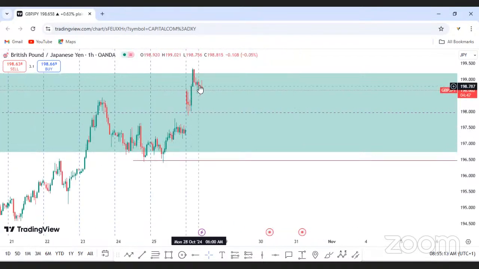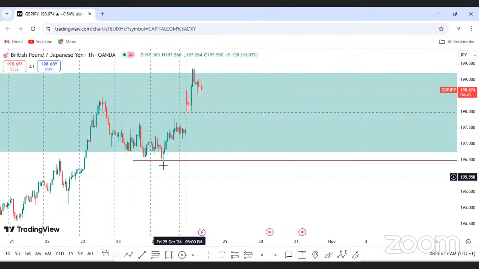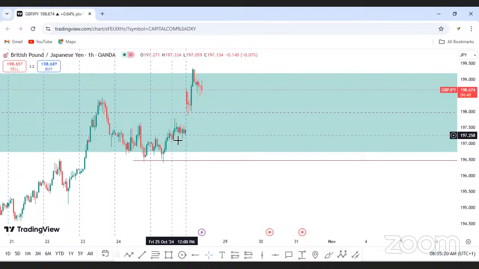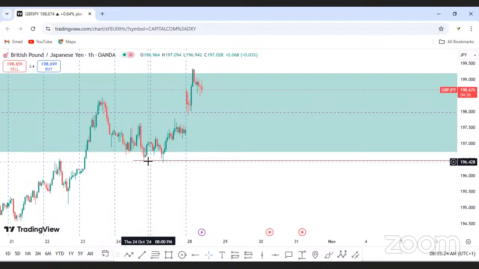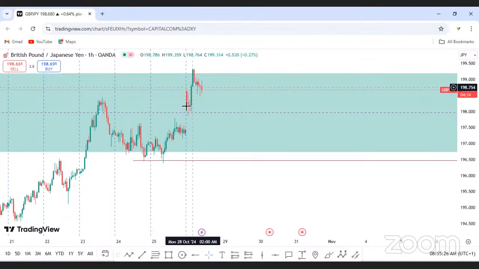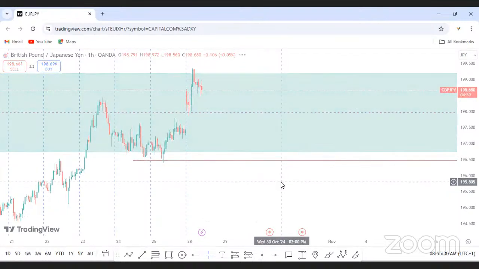Currently, on GBP JPY, I see that it has created this expansion to the upside. I'll be looking forward to some sell-off, at least to discount of this last move. And then I'll be watching out for this low right here to see if price is going to break it. Once it does so, I'll be taking a shot for GBP JPY all the way to the downside.